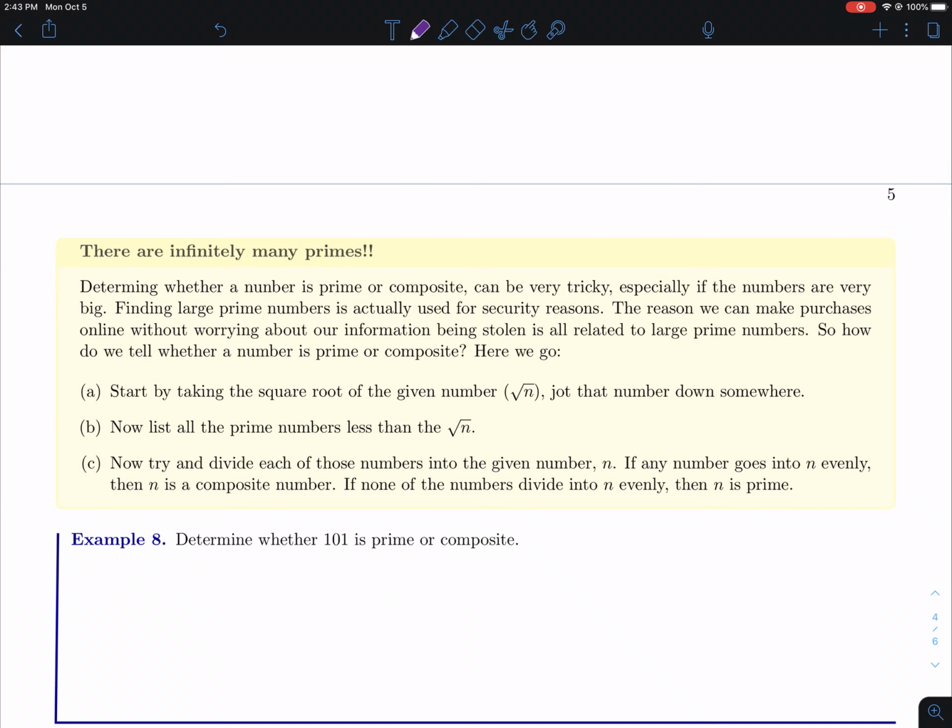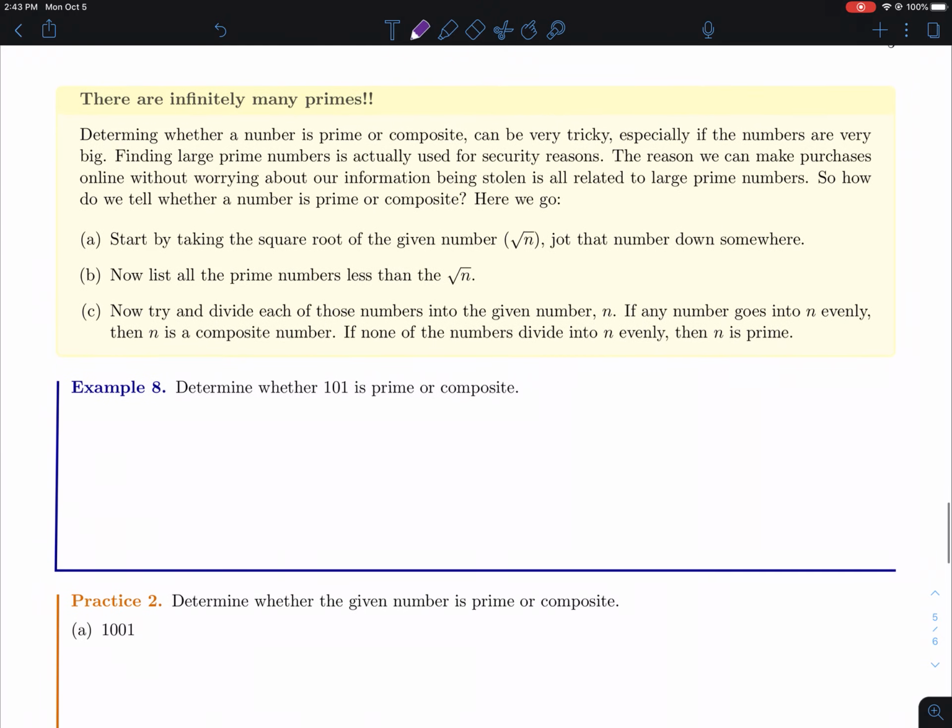All right, so the big thing is, you may or may not know this, it turns out that there are actually infinitely many primes. So primes go on and on and on forever. And there's always people trying to find the biggest prime number. And the bigger the prime number, the better. And they're actually kind of hard to find.